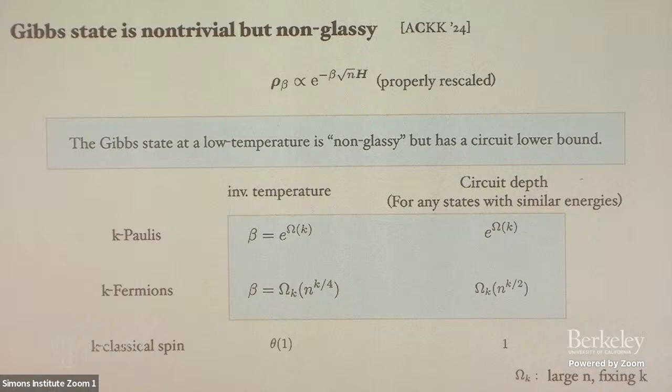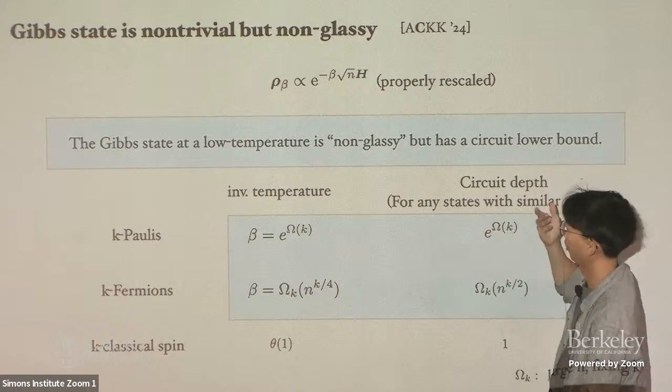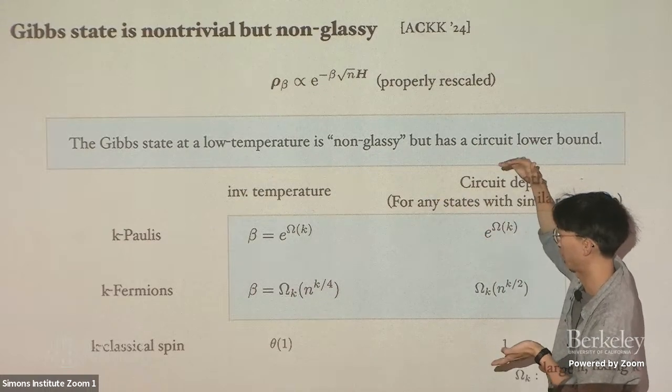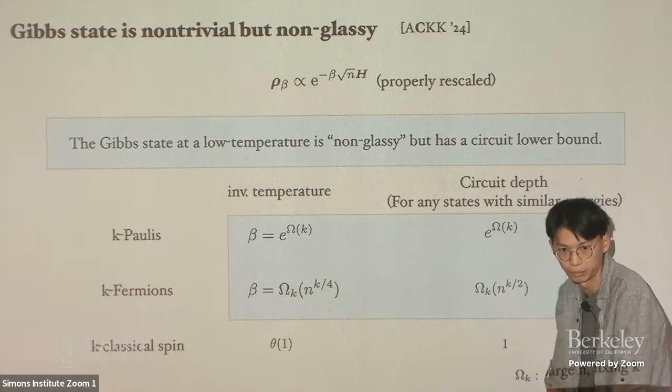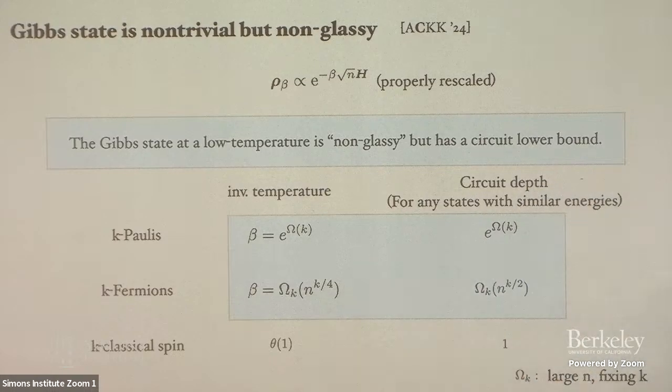Right, so we can show that this non-glassy behavior holds from beta equals 0 all the way to at least this number. It could actually go deeper, but this is the bound we get.